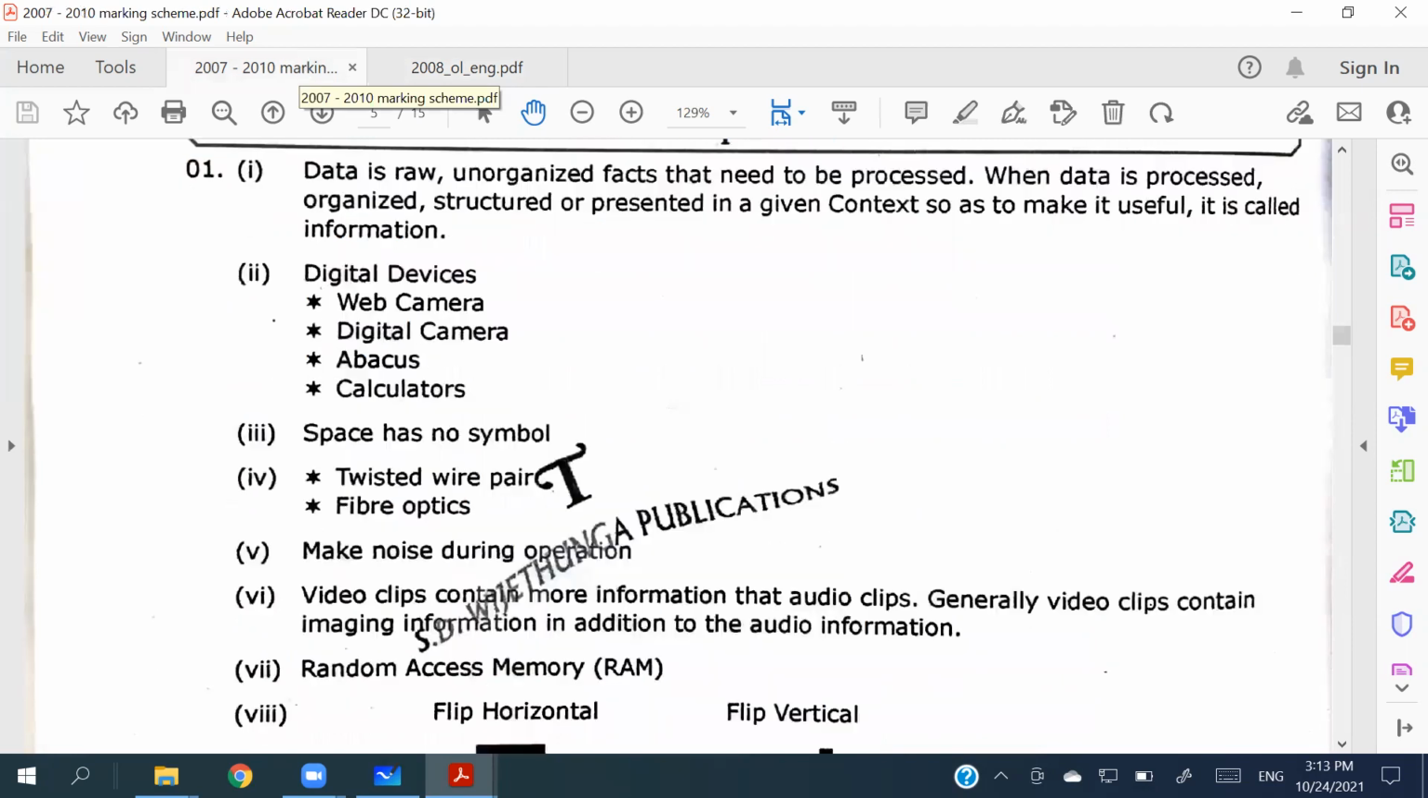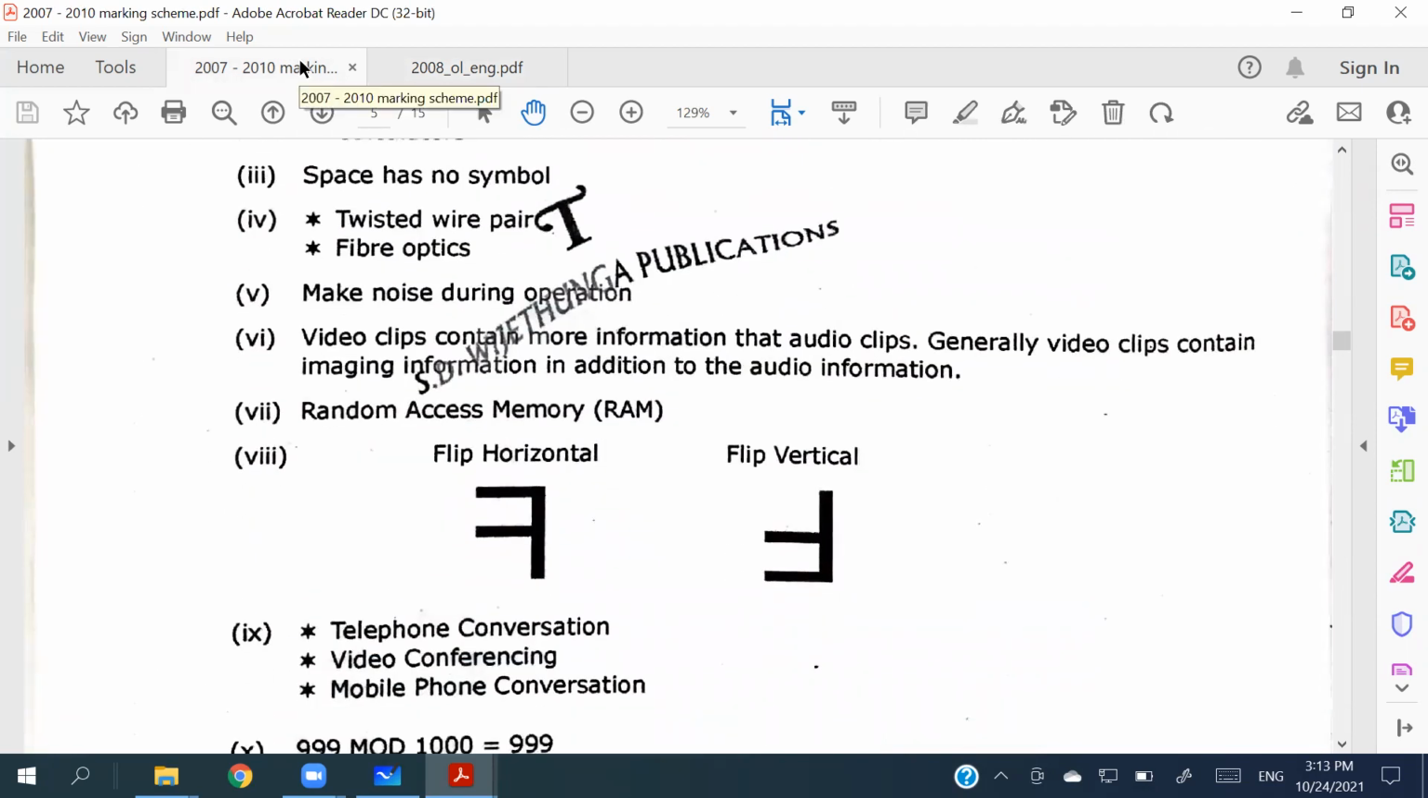So what happens when it flips horizontally? If it flips horizontally, it is going to be like this, as in your left hand. And if you flip vertically, it's going to be like this. So the 7th answer is RAM, and for the 8th one, if you do not provide any answer, because of my soft copy which I have sent to you, you can have the marks. If you got the question correct, then you better go through the horizontal flip and vertical flip.